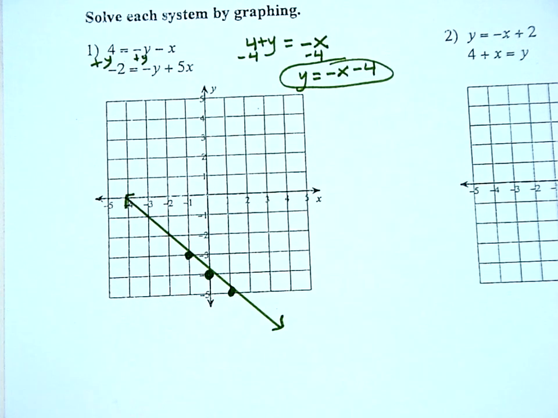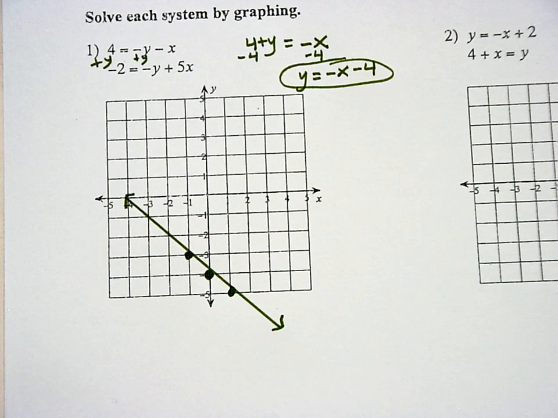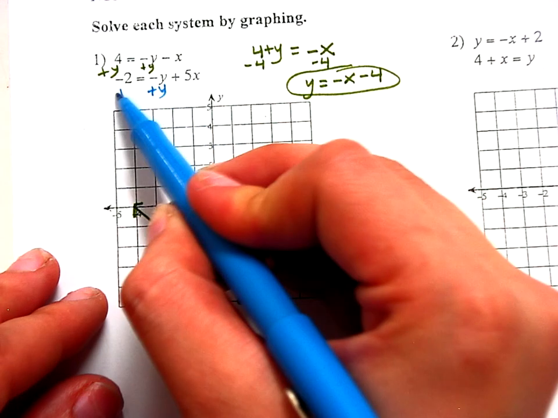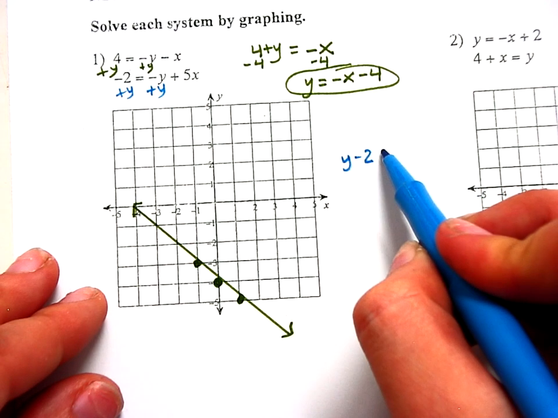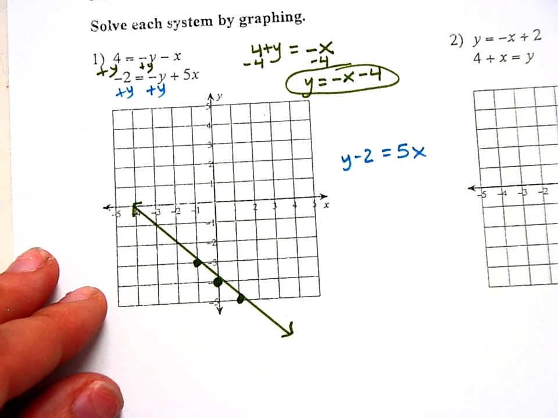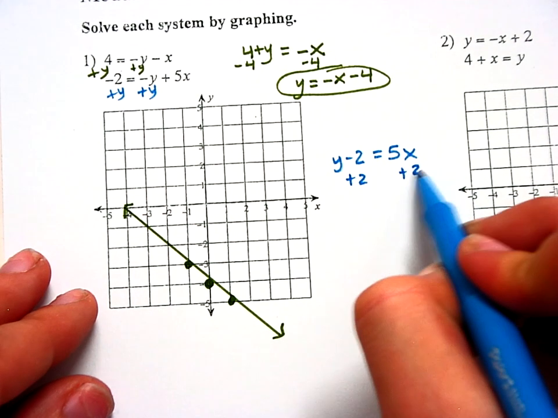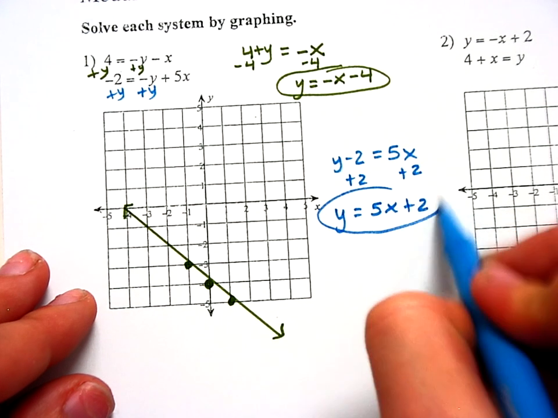Okay, then with a different color, just so you guys can see this easily, we're going to graph the next one. Again, the first thing I want to do is solve for y. So this one, to solve for y, I'm going to add y to both sides of the equation. So I'm going to write that work down here. I've got y minus 2 on the left side, 5x on the right. And then I need to add this 2 to both sides of the equation. So I've got y equals 5x plus 2. So that's my second equation.